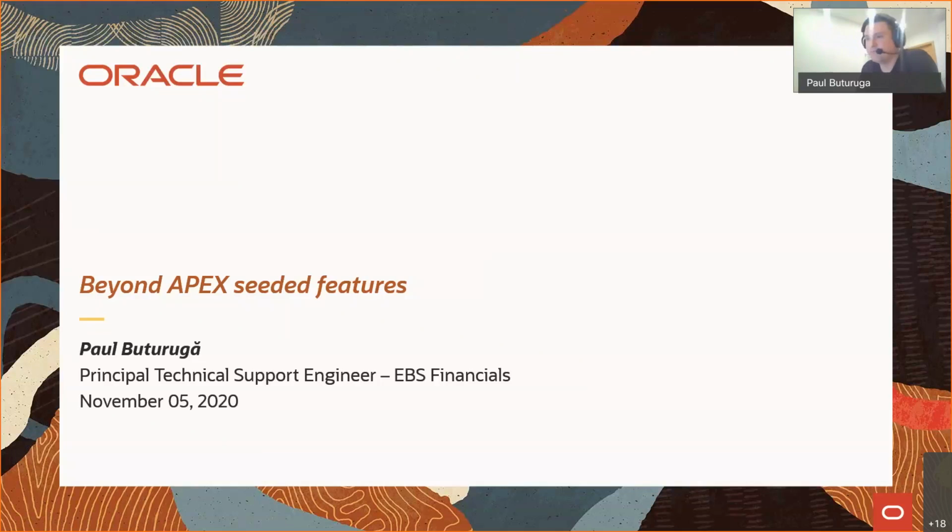My name is Paul Buturuga. I work as a principal technical support engineer on EBS Financials. I provide technical support for General Ledger and Project Suite team. I'm working with Oracle for 6 years now, and had the opportunity here to discover new things. One of these things is APEX, which is great, along with other administration features and so on. I have 16 years of experience with Oracle products. I have worked as a consultant and as a developer with multiple platforms in the past.